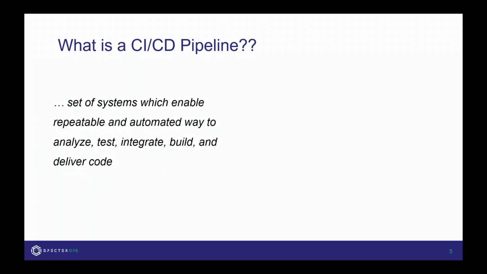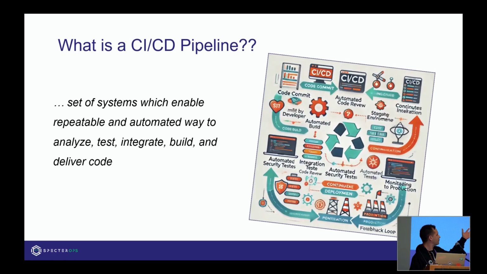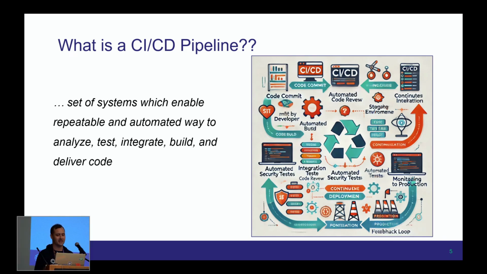So what is a CI/CD pipeline? This is going to be a set of systems which enable a repeated and automated way to analyze, test, and integrate your code, build it, and deliver it somewhere. That's kind of like whatever annoying definition, but I have harnessed the power of AI to create a diagram. And as we can see, this is complete nonsense, and so AI doesn't know what it is. A lot of us don't know what it is, and so these are definitely places to try and understand in more depth.